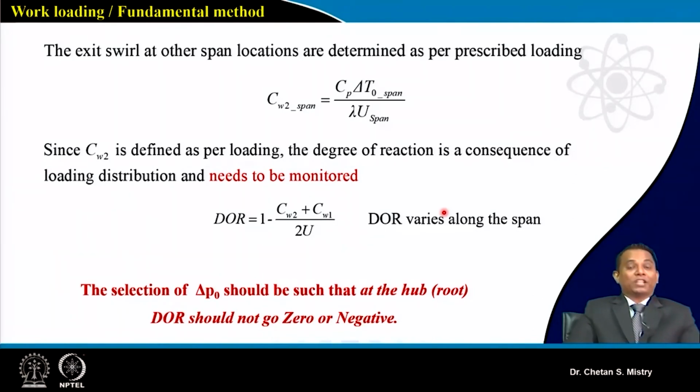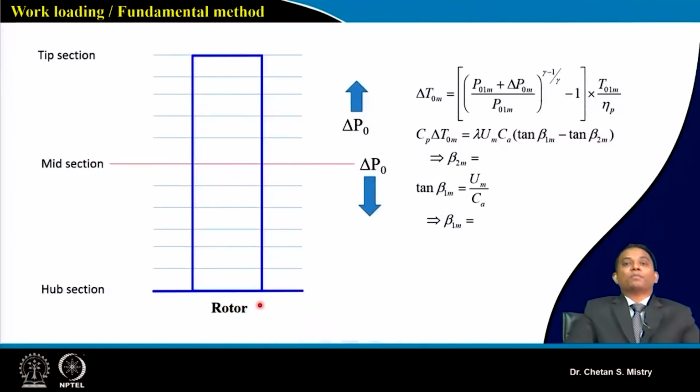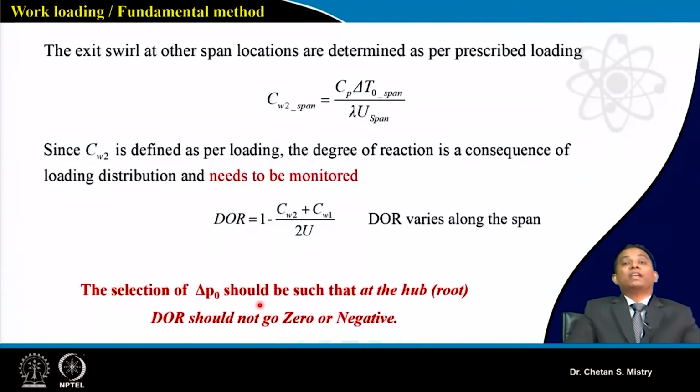Again, what is our requirement? We need to check what is happening with my degree of reaction at the hub. Suppose my degree of reaction comes to be 0, that is what we don't want. We don't want our degree of reaction to go negative. What will you be doing? For that configuration, near the hub station, you select your delta P0 in such a way that your degree of reaction will not go negative or go to 0. That is giving very good flexibility in doing our design.